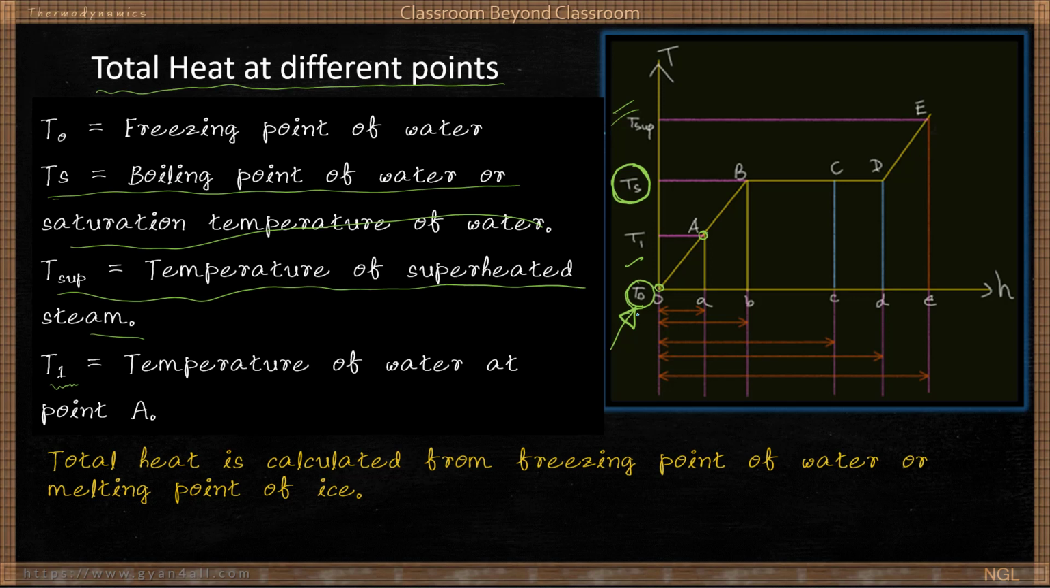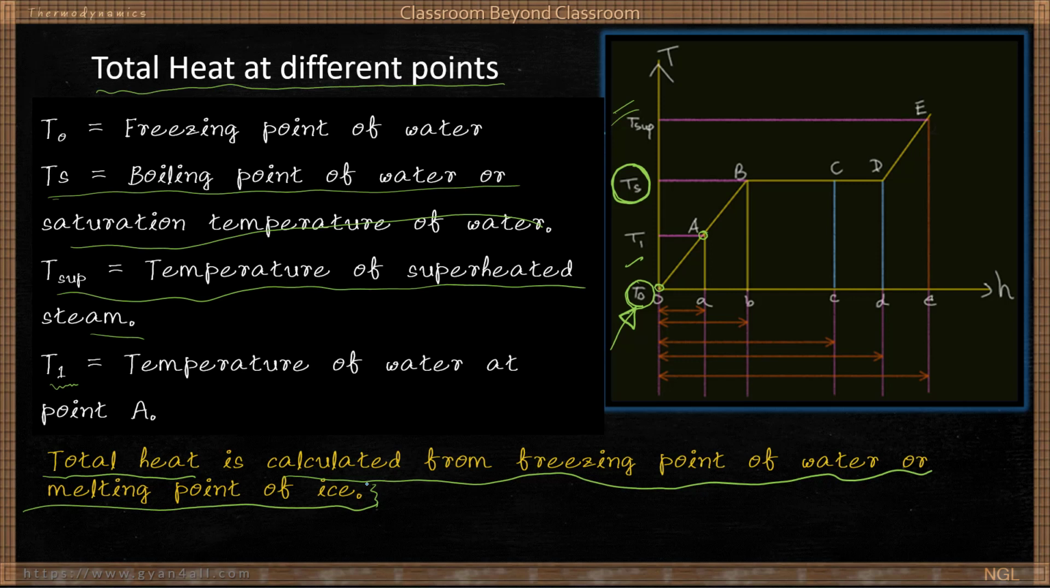Now we are trying to define the term total heat. What is total heat? Whenever we say total heat, it is calculated from the freezing point of water or melting point of ice, same thing. From which point do we measure total heat? From point O in this T-H diagram, or we can say from the freezing point of water. Then the point may be anything. It may be point A, it may be point B, C, D or E.